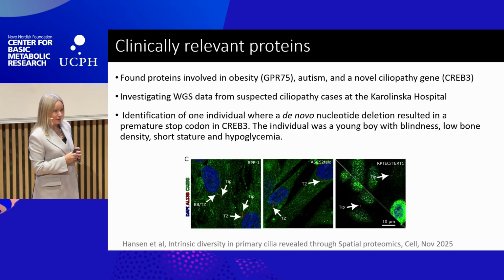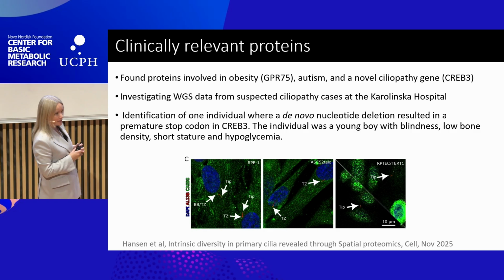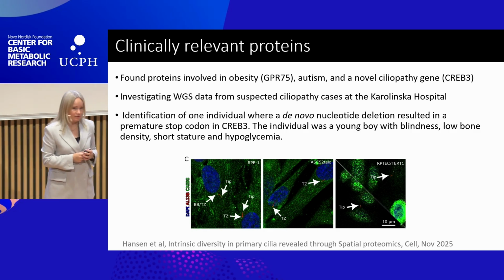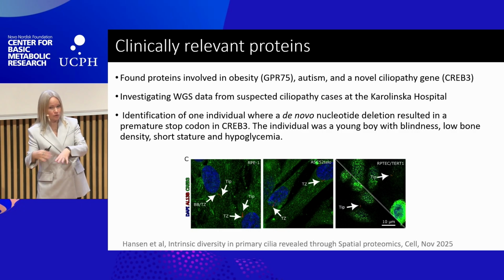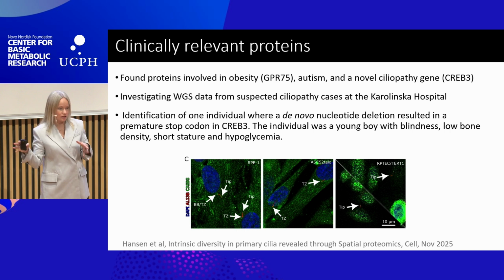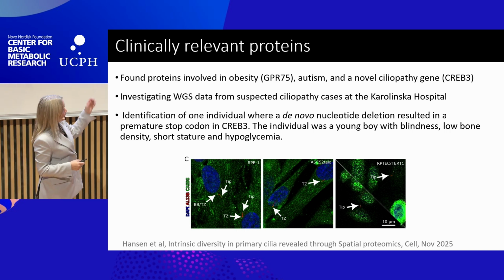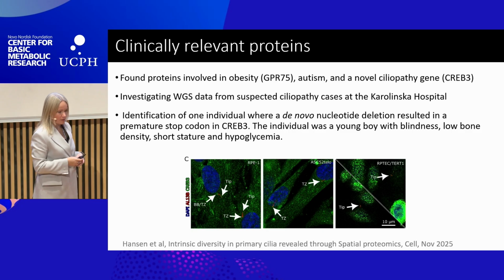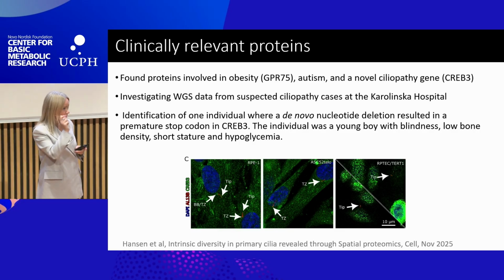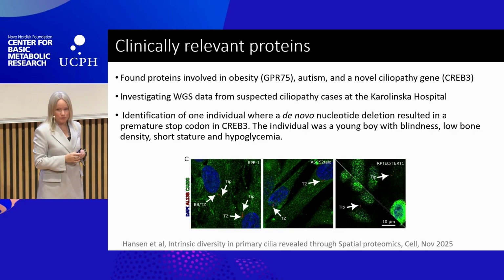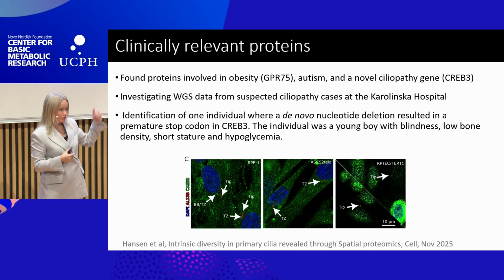And this was a fantastic collaboration with clinical genomics at the Karolinska Hospital in Sweden, where we investigated their whole genome sequencing data for patients that had a suspected ciliopathy but could not be confirmed with a regular panel. So we identified a boy that had a stop codon in CREB3, which causes CREB3 to not localize to the cilium anymore. And we, for the first time, showed that CREB3 is actually on the cilium. So this would suggest that CREB3 can also give rise to ciliopathies, for example.